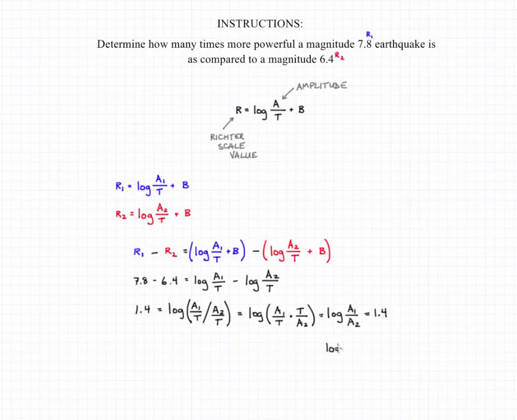And because this is log base 10, and what we're looking for is this ratio of amplitudes, how many more times powerful it is, we can rewrite this as the log base 10 of A1 over A2 equals 1.4, and now convert this into exponential form and say that A1 over A2 is going to equal 10 raised to the 1.4. And what that means is that a 7.8 earthquake is approximately 25 times more powerful than a 6.4. And that will be our final answer.